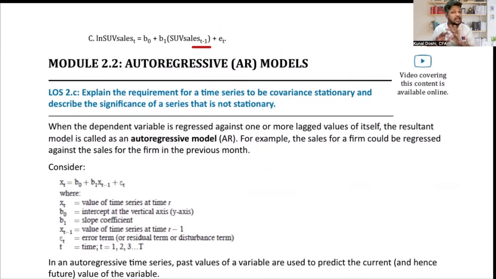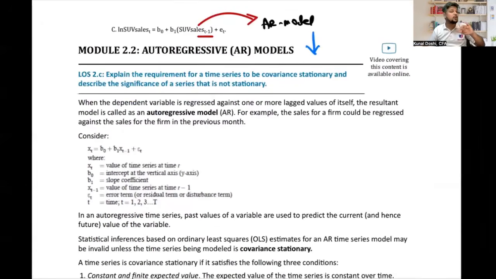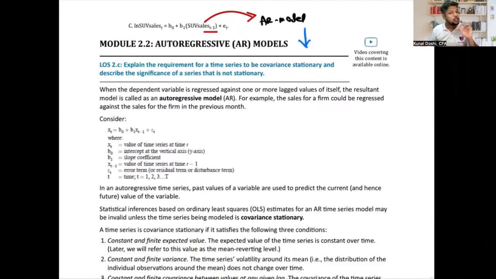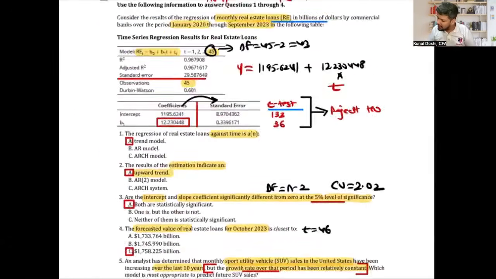Now this is not an incorrect model, but these types of models are called auto-regressive, or AR, models, which we will just start studying now. But this is an AR model when you're using the past, or when you're using one period before to predict the later period. Okay, that's an AR model. So C is a different type of a model.